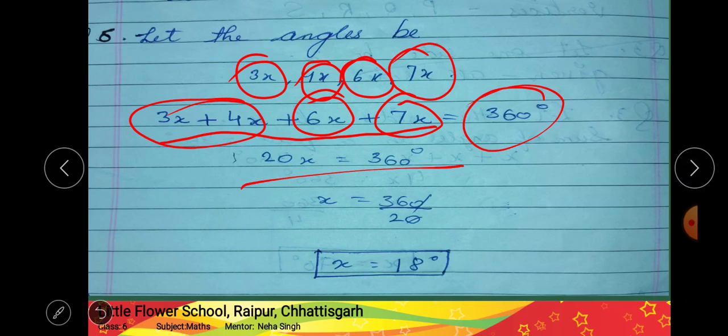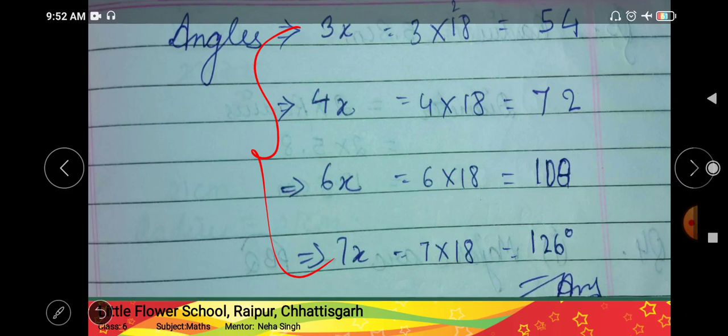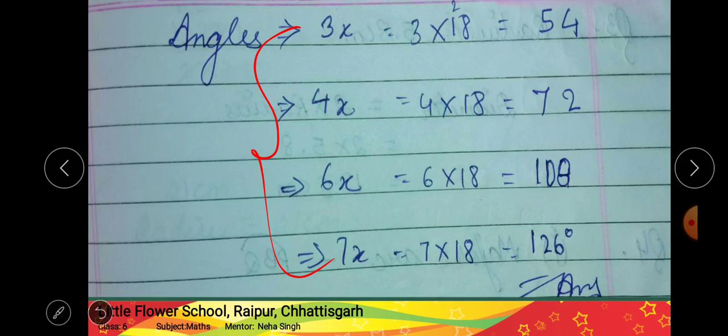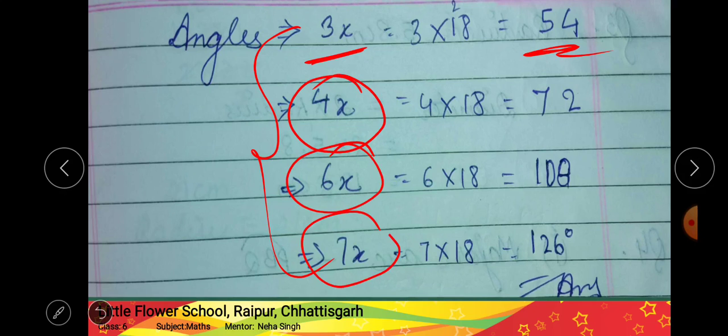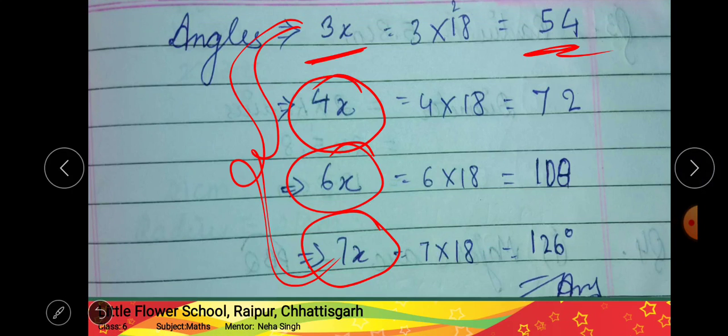So what will be the value of x? 360 upon 20, zeros will get cancelled. 2 1s are 2, 18... 2 8s are 16. So what is the value of x we got? x is 18. So now what are the angles? The angles will be 3x, 4x, 6x and 7x. So 3x means 3 into 18. 18 3s are 54, right? 4 into x is 4 into 18, 6 into 18, 7 into 18. So these are the four angles of the given quadrilateral, right?